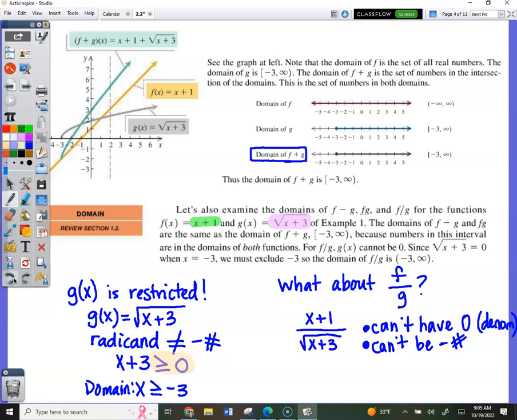So the only thing I have to tweak here is what? Well, what if it cannot be 0? What can I tweak? The "or equal to." This is saying it has to stay greater than or equal to 0. Now we're saying, hey, it can't be 0. So it just has to stay greater than. So if it was f over g, then the domain would just be x is greater than negative 3.